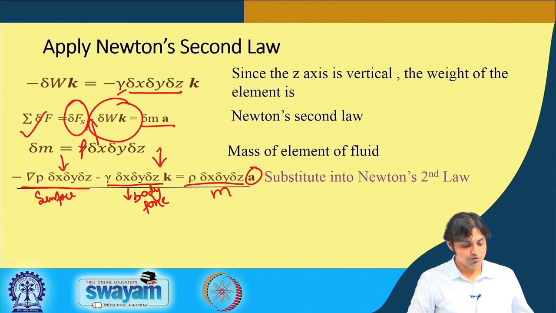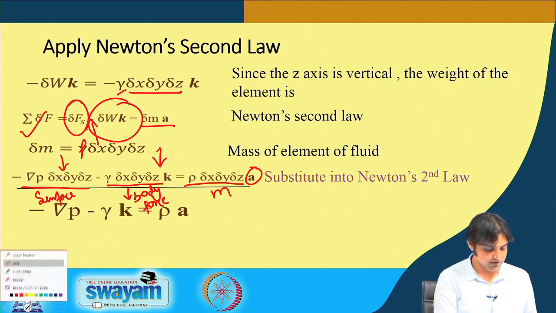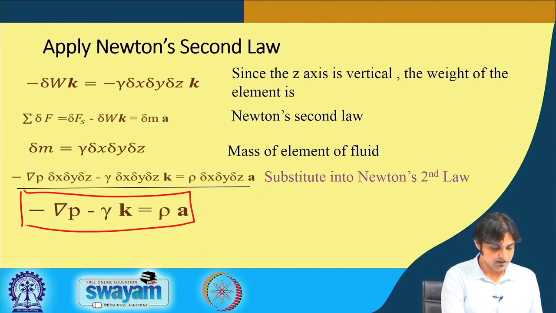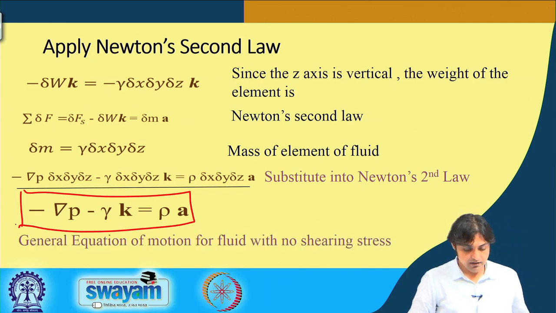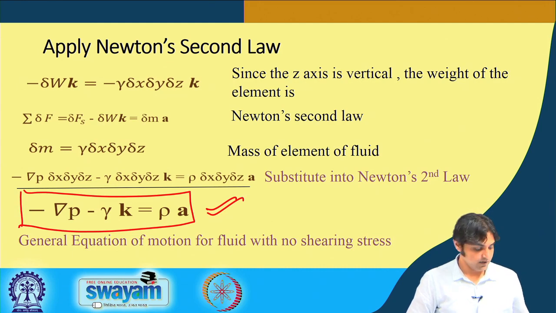So now substitute into Newton's second law. If you see, we can get delta x, delta y, delta z cancelled from everywhere. So the final equation will be, right. So this is the general equation of motion for fluid with no shearing stress. This is a very, very important equation, you should remember this. Great. Now as you see this equation here, minus delta P minus gamma K is equal to rho into A.